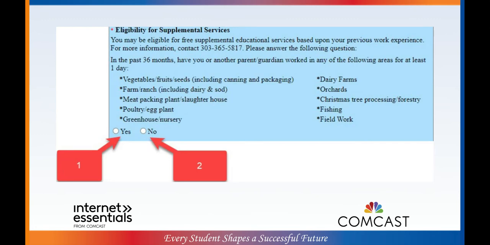If you or another parent or guardian in the house has worked in that field for at least one day in the past 36 months, choose one, yes. If not, choose number 2, no. For more information, you can call the number listed on the screen, 303-365-5817.